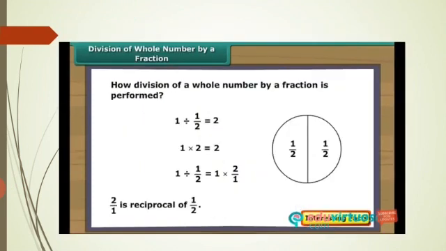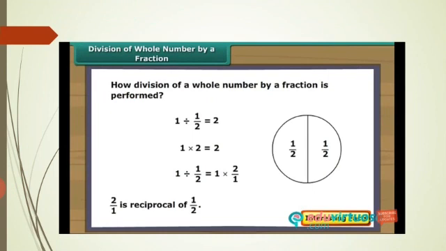Yes, very good. Then next, division of a whole number by a fraction. Division, I have already informed you. When division is given, you need to take the reciprocal of the second number, from numerator to denominator or denominator to numerator. Okay. Now how is division of a whole number by a fraction performed?